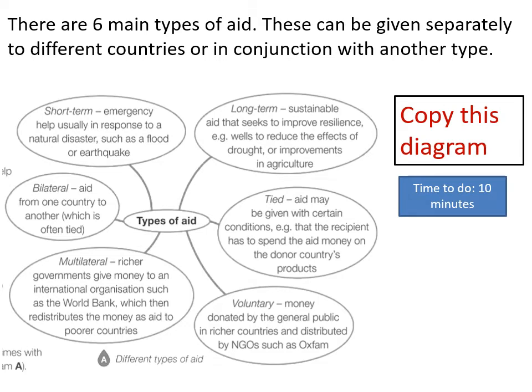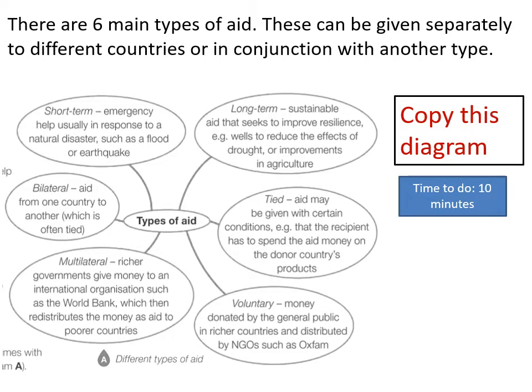The key 2 big ones to start with are the top 2, short-term and long-term, because there's a big difference between those 2. Short-term being emergency aid in response to a natural disaster, for example a famine or a flood or an earthquake. That is aimed at just keeping people alive, basically giving people the basics to keep them alive, whereas long-term aid is seen as more sustainable. It happens now, but it's going to help people out now and in the future. It's going to help people's children out. It's going to help future generations out. And you can see there's a couple of examples there.